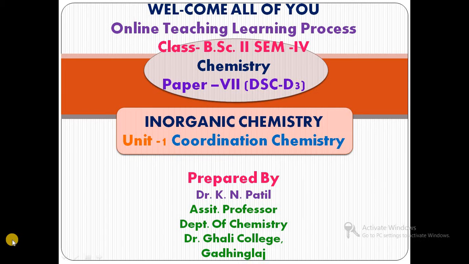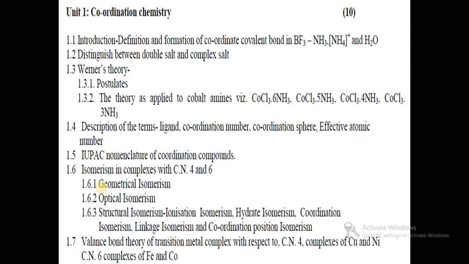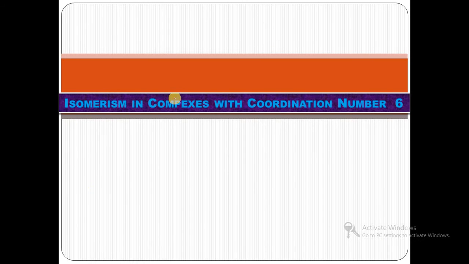We have started paper number 7, in which we have already seen unit number 1, coordination chemistry. In our last lecture we studied isomerism in complexes with coordination number 4 and 6 and their types. We have already studied geometrical isomerism, also called cis-trans isomerism, in coordination number 4, and in this lecture we will see geometrical isomerism in complexes with coordination number 6.